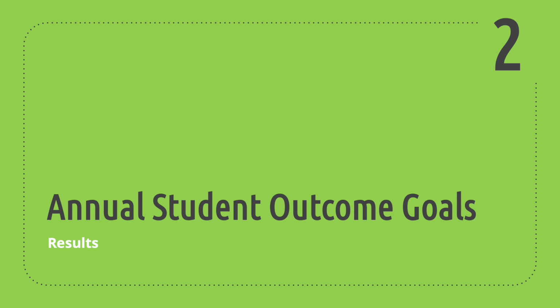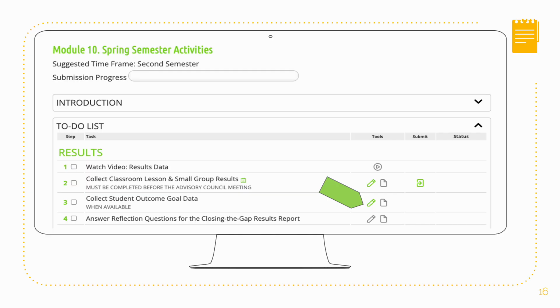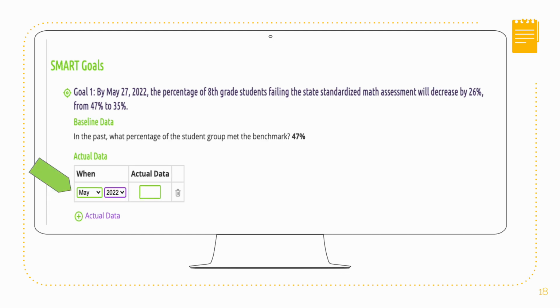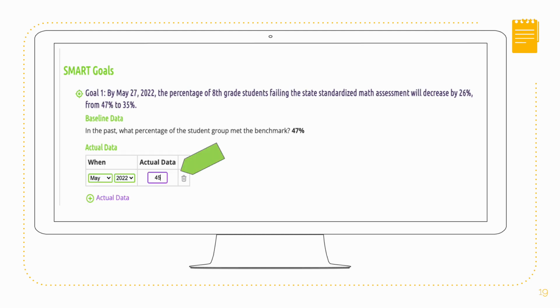Next, we'll look at entering results for our annual student outcome goals we set for the year back in Module 2. In Module 10, you will see the option to collect student outcome goal data in Step 3. You will see the student outcome goals you created along with the baseline or starting number for each of your goals. Here you will enter the date of when you collected your results for your goal, in this example, at the end of the school year. Next, enter your actual results.